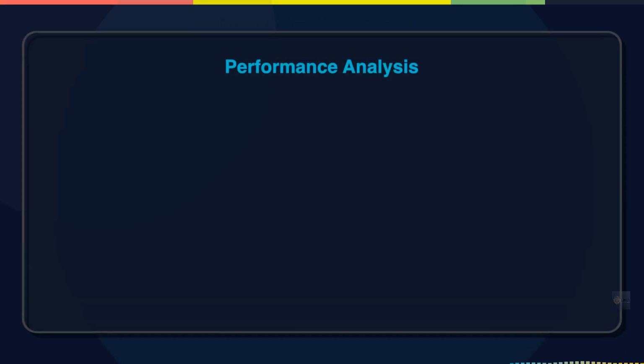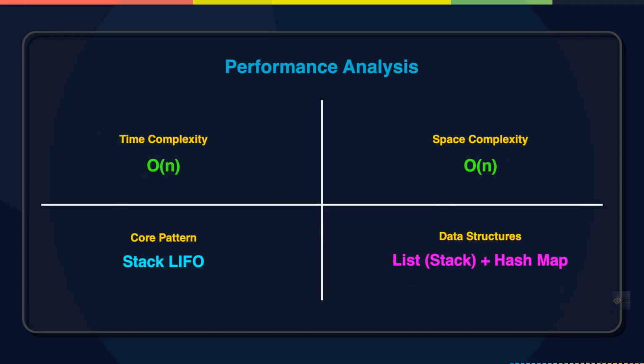For time complexity, we traverse the string exactly once, performing constant time push and pop operations. That's O(n), where n is the length of the string. For space complexity, in the worst case, like a string of all opening brackets, we store every character on the stack. That's also O(n). And that is how you solve Valid Parentheses using the power of stacks.